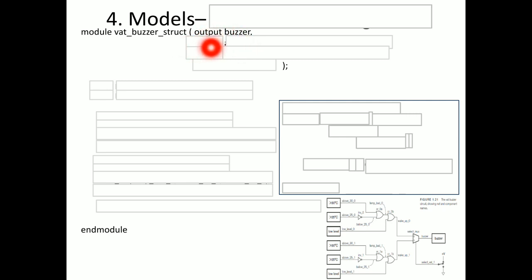So the type of port is output, so buzzer is an output. After the name of the port, if there are still further names of ports, either input or output, then to allow them we need to have a comma. So a comma is present after the buzzer name, so we can accommodate other ports also.